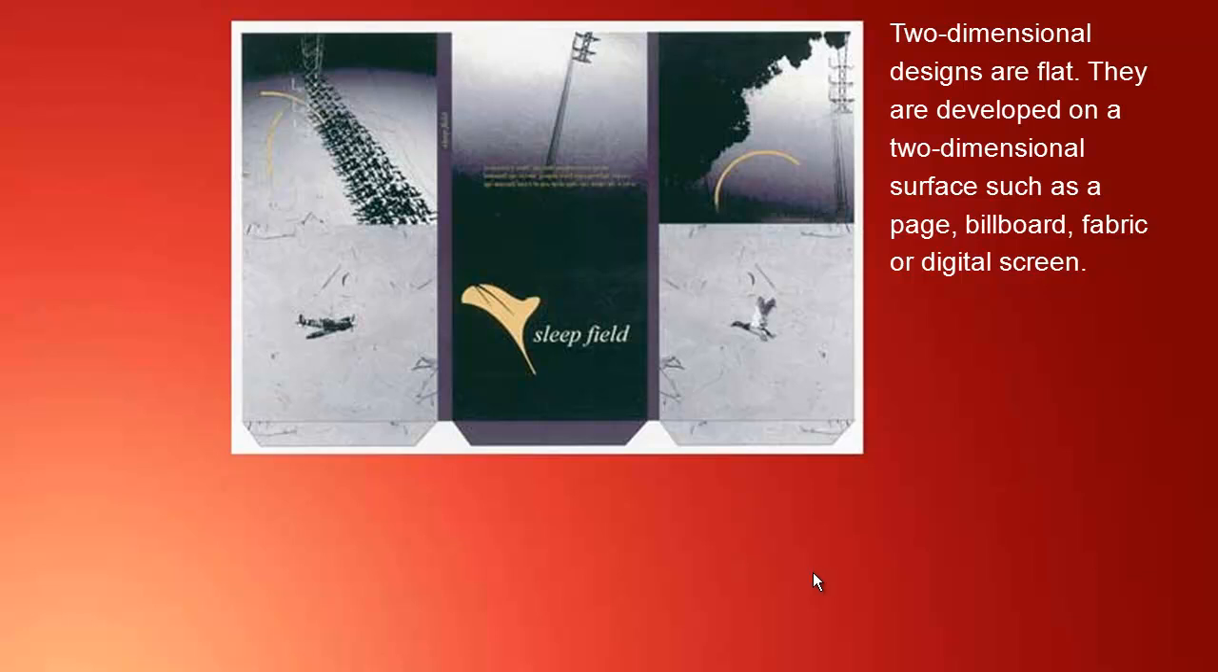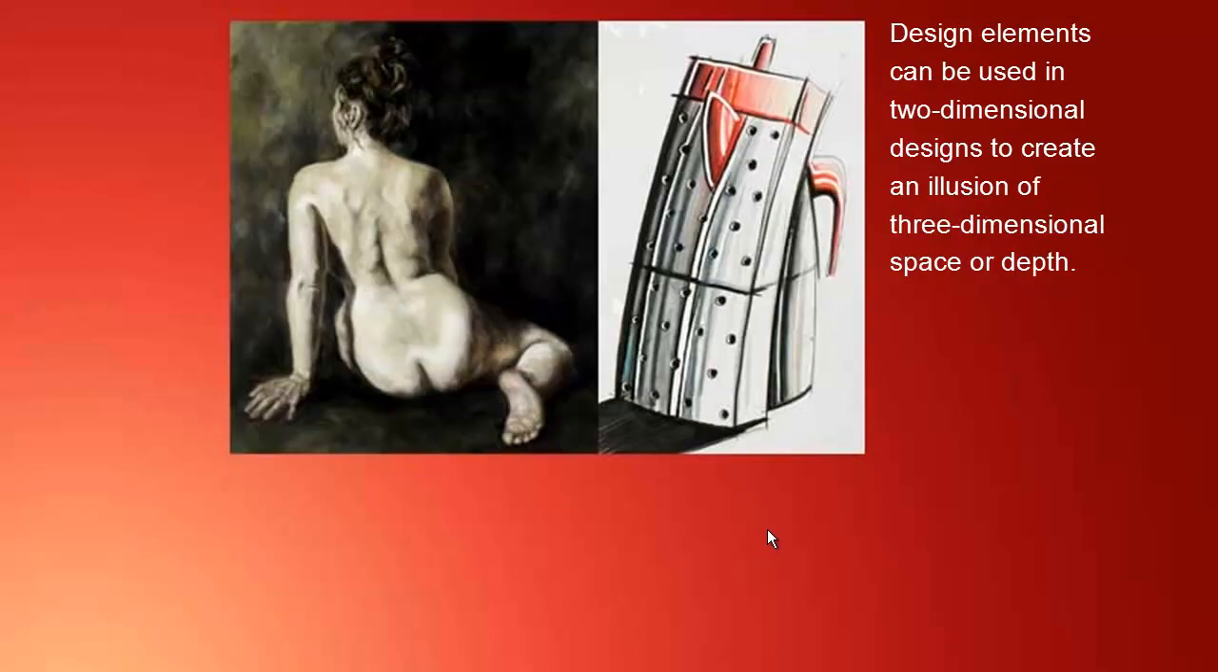2-dimensional designs are flat. They are developed on a 2-dimensional surface such as a page, billboard, fabric, or digital screen. Design elements can be used in 2-dimensional designs to create an illusion of 3-dimension space or depth. So right in these examples, we would have tone and contrast that would help create that illusion of 3-dimensional design.